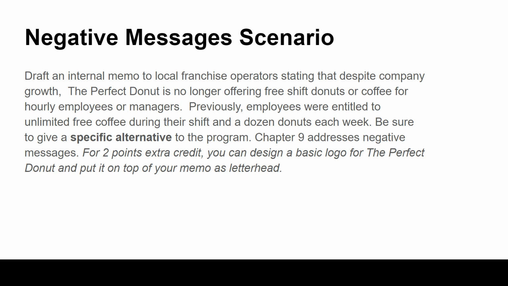So in your deliverable 2 video, I talked about your negative message scenario, which is about the perfect donut no longer offering the free shift donuts or coffee. So this is the one that you will be writing this week. It is a memo. So making sure that you're offering those reasons, offering those alternatives, not apologizing unless you're at fault, right? And you do have an opportunity for extra credit as well.